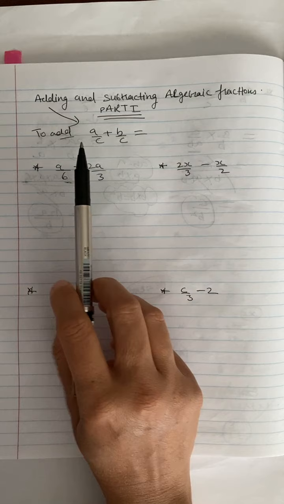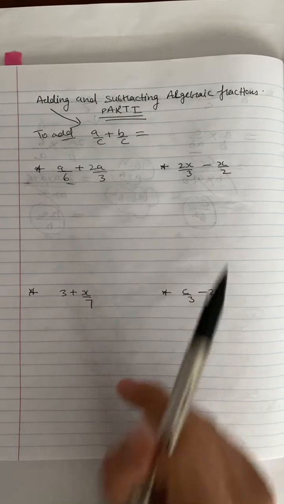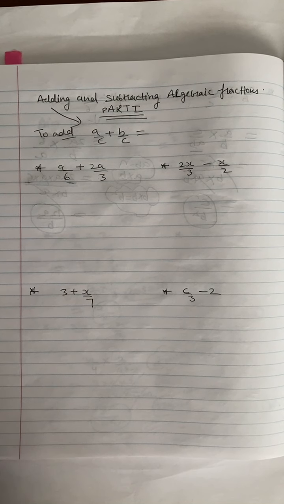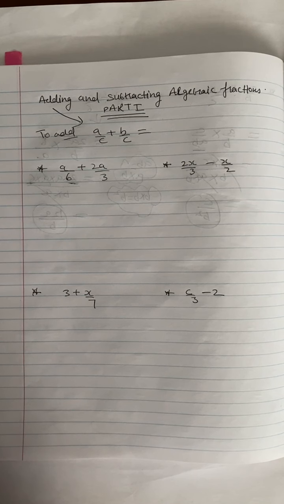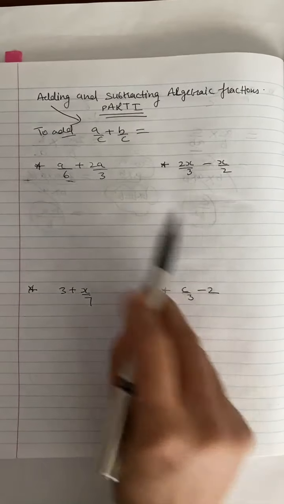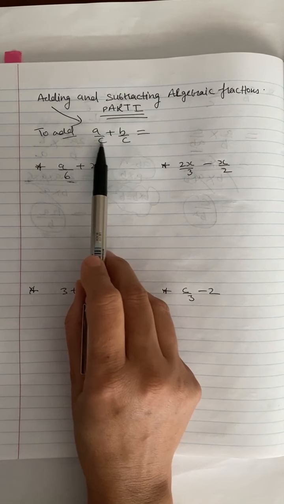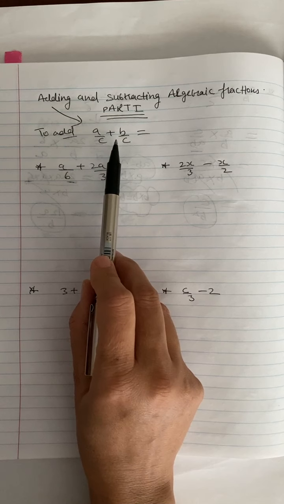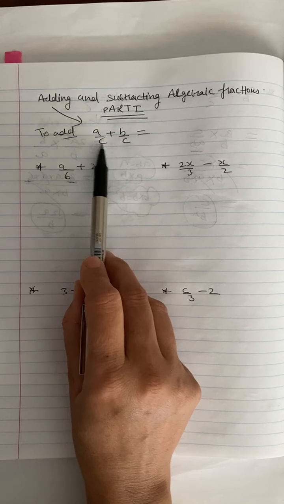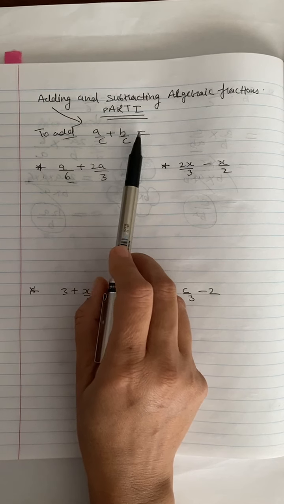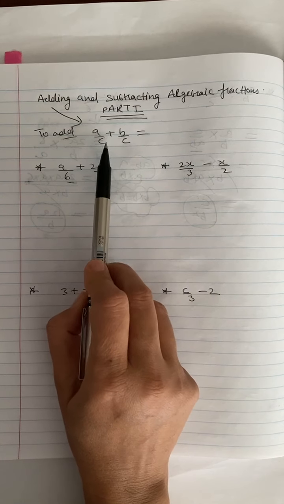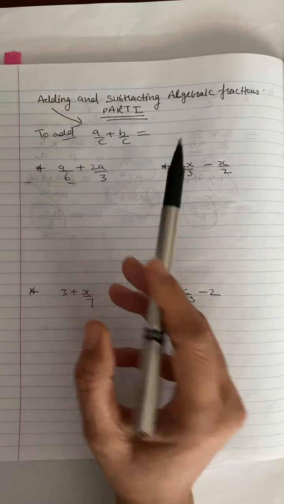In today's video, I'm going to talk about adding and subtracting algebraic fractions. This is part one, and I'm going to do adding of algebraic fractions in this lesson. We know when we add two numeric fractions, the denominator has to be the same. The same concept applies when we are adding algebraic fractions: the denominator has to be the same.